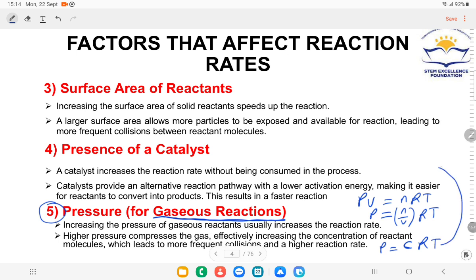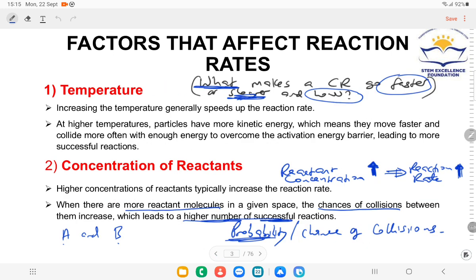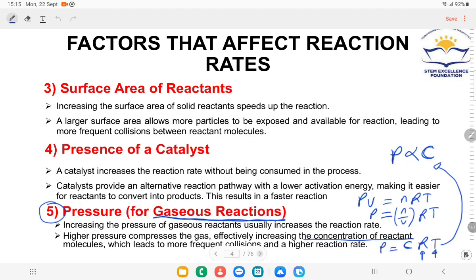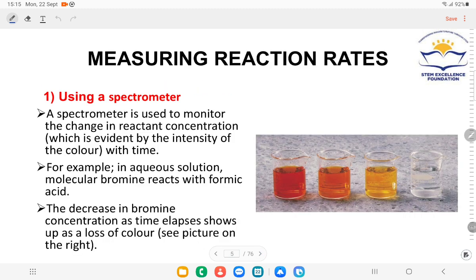So what this tells you is that the pressure is directly proportional to the concentration for gases, because this is a constant, and if you keep the temperature constant, then indeed P is directly proportional to C. So for gases, higher pressure compresses the gas, and this increases the concentration of the reactant. And we have already talked about the effect of concentration here. Increasing the reactant concentration increases the reaction rate. This is exactly what we talked about.